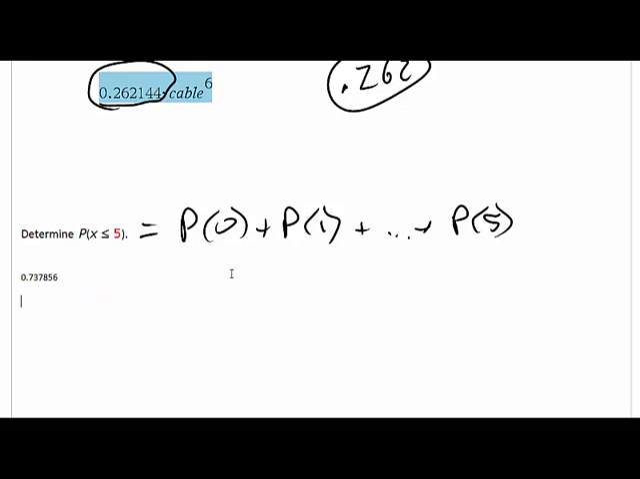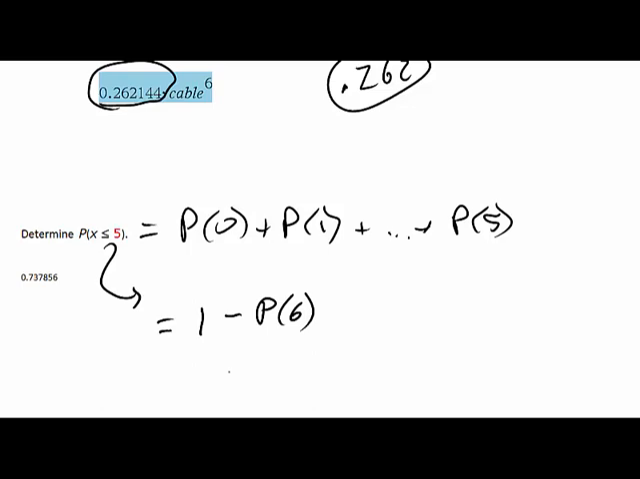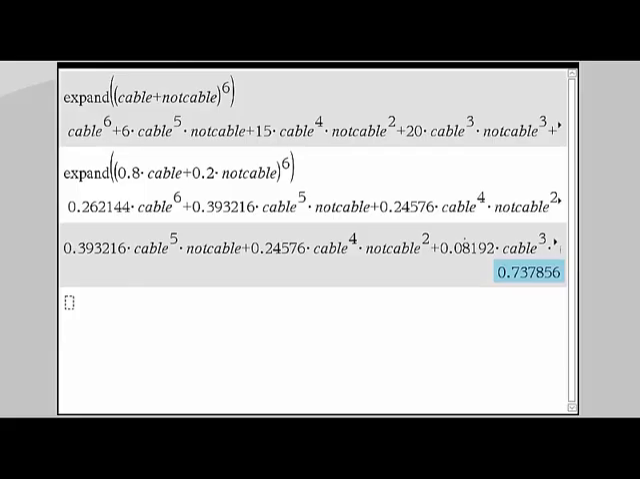Now, a slightly different way of playing the exact same problem is I could play complements. The probability that something was less than 5 is the complement of what if all of them actually had cable and I subtract that from 1. So I ought to be able to find this same answer by just subtracting a single probability instead of adding up all of the other different pieces. So flipping back over here to the CAS, I'm going to say 1 minus, go up and grab the probability that all 6 had cable, and I get exactly the same result.